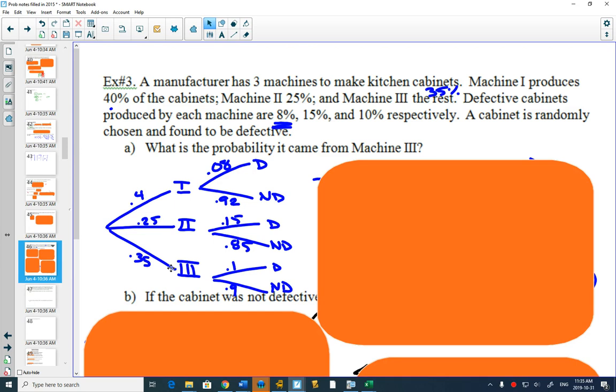Try to choose letters that make sense. The first time it might be good to write defective and not defective and then use D and ND instead of good and bad. You could do that too, as long as you define it.